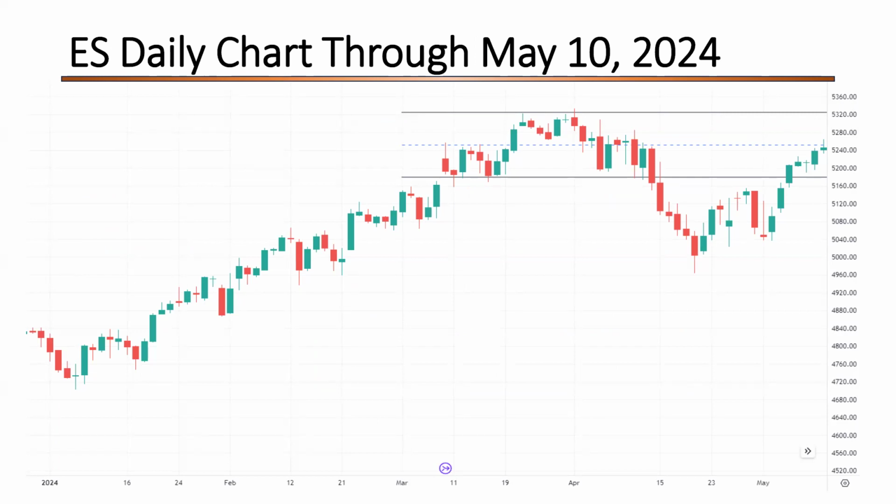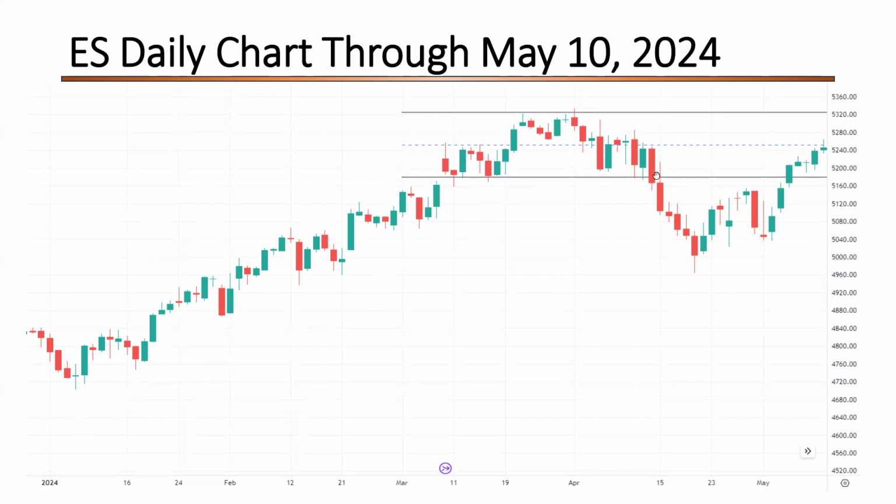Before we review this week's market activities, it is helpful to zoom out and take a look at the larger trend. This is the ES daily chart starting from the beginning of 2024. As we can see, the market has been in a clear uptrend since the beginning of the year. From mid-March to about mid-April, the market fluctuated between the 5160 area and 5300, and any attempts to break under or above this area failed.